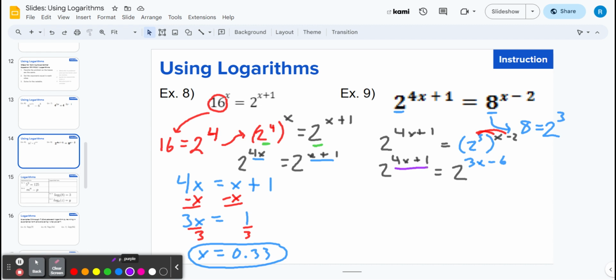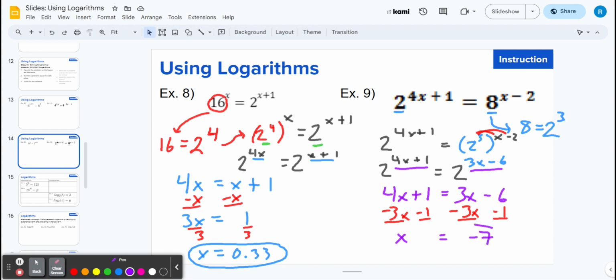Then we have a situation where we can set those exponents equal to each other. 4x plus 1 equals 3x minus 6. And then we're going to start solving to get x all by itself. We can subtract 3x from the right and the left. In the meantime, we can also move that 1 over. Let's do that in one step. Let's move that 1 over to the other side. So if we work through that, 4x minus 3x is x. 1 minus 1 is 0. 3x minus 3x is 0. And negative 6 minus 1 is negative 7. So our answer is x equals negative 7.